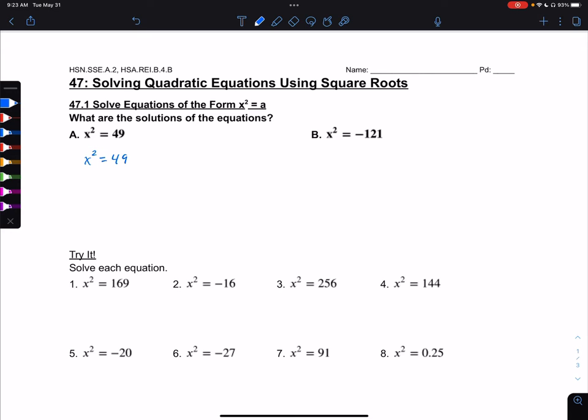And if you have x squared equals 49, to undo a square, you can take the square root. So the square root of x squared would just be x, and the square root of 49 we know is 7. The one thing we do need to look out for, though, is since we are working with equations, we do want the positive and negative roots. Okay. So be careful with that.